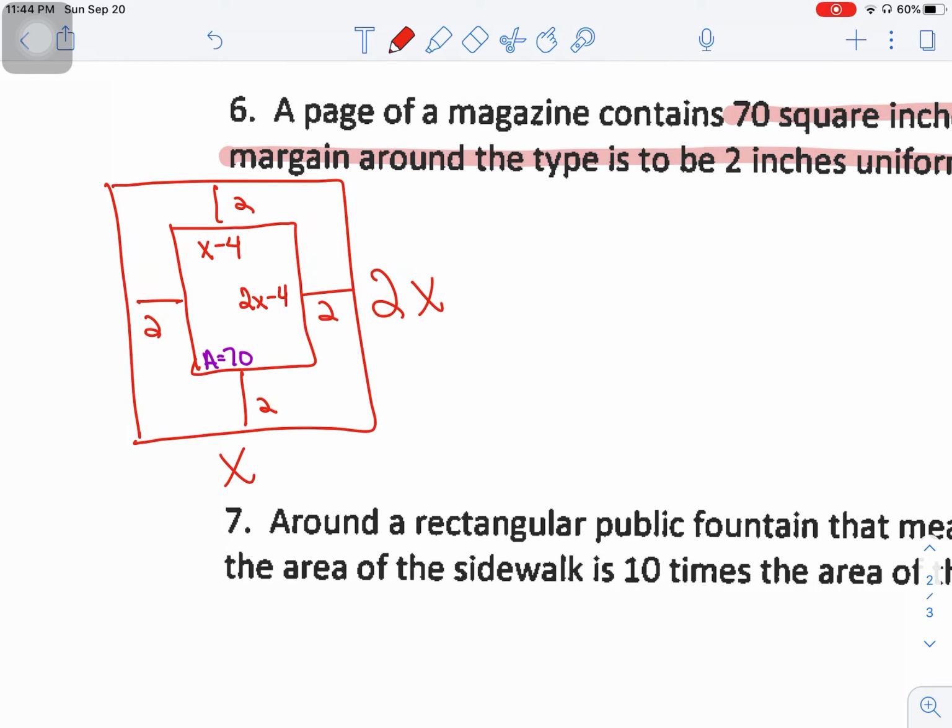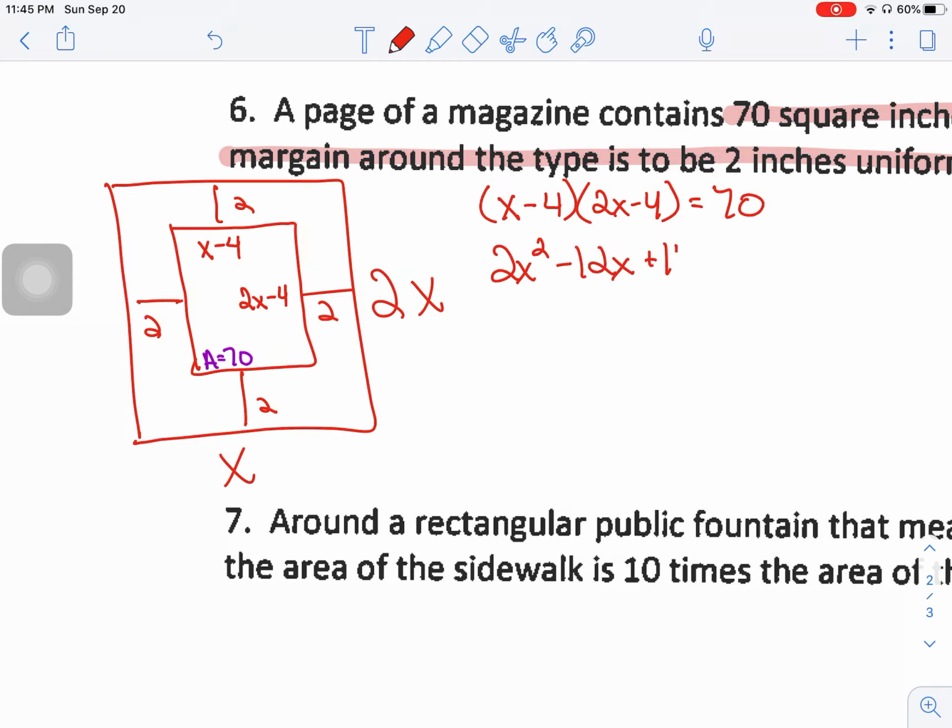All right, so I'm going to use just the little rectangle here to solve this problem. So x minus 4 times the height, 2x minus 4, is equal to 70. All right, so 2x squared, let's see, minus 12x plus 16 equals 70. It feels right to me. Let's double check just to make sure I didn't do something goofy, because that has been known to happen occasionally. Especially if you've watched these videos, you know that happens. All right, so I did multiply that out correctly.